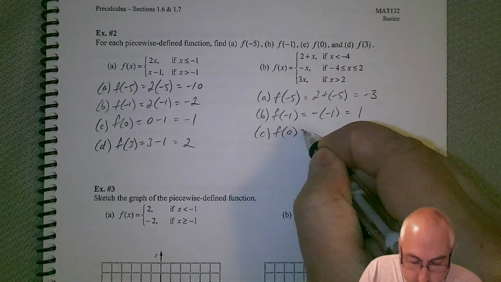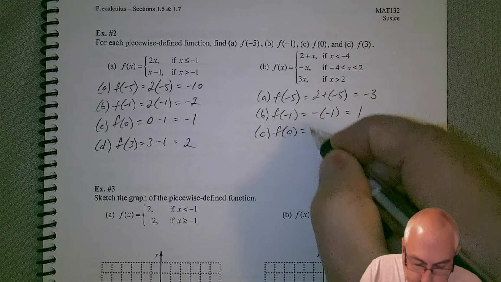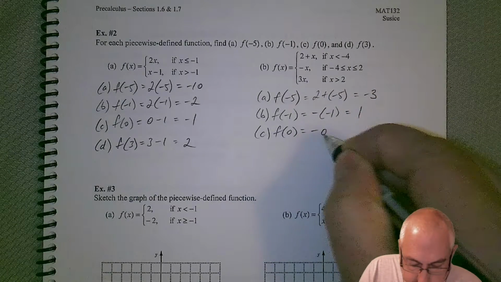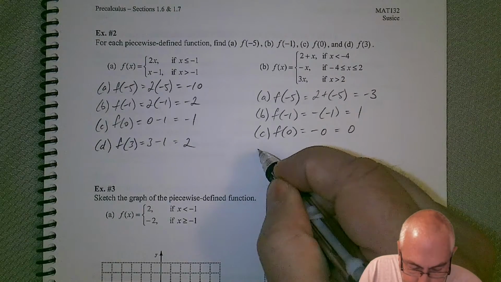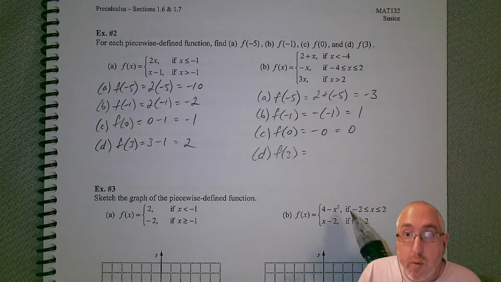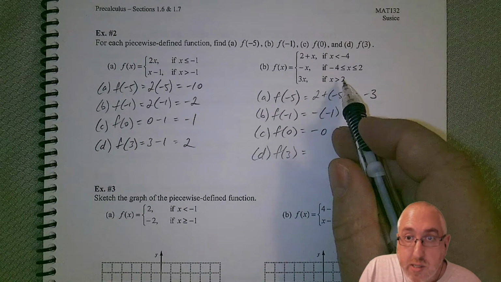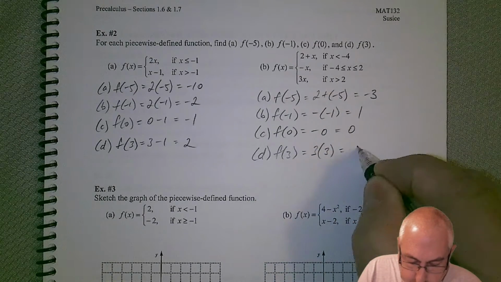F of 0, 0 also belongs in this middle branch. So, well, it doesn't make sense to make a -0, so we'll just call it 0. And then D, f of 3. So 3 is in that last branch because it's greater than 2. So 3 times 3 is 9.